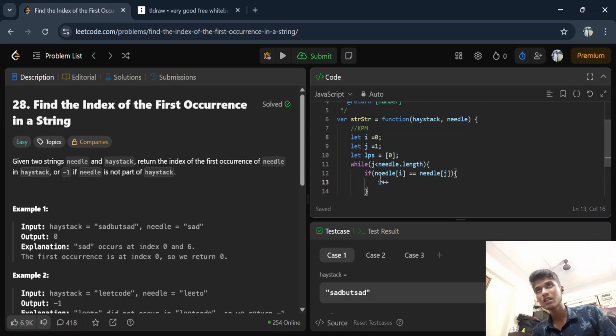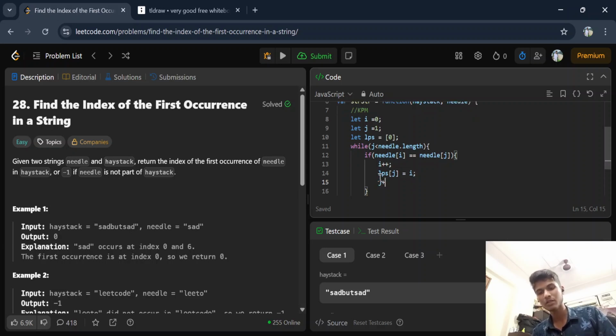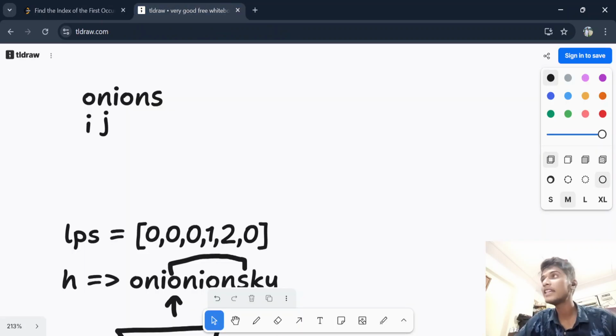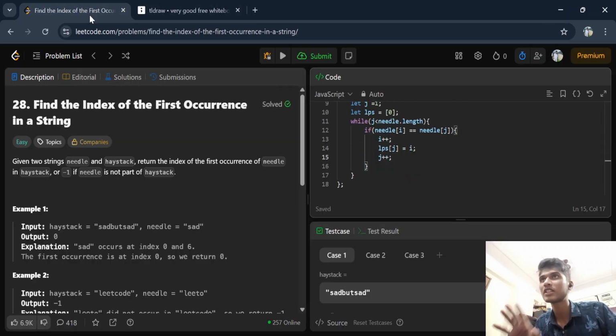I plus plus, and LPS of j is equal to i. I will tell you why I'm doing this, and j plus plus. See this: i is at the 0th index and j is at the 1st index. So suppose our j is here. Take this example: j and i are equal right now, so this if condition is happening right now.